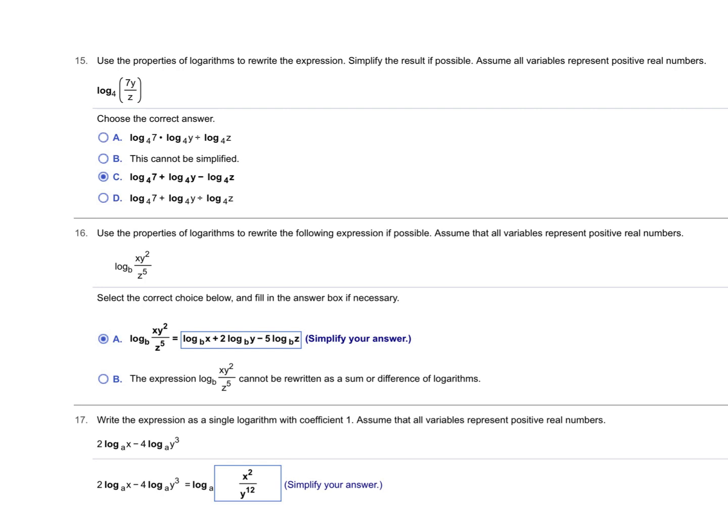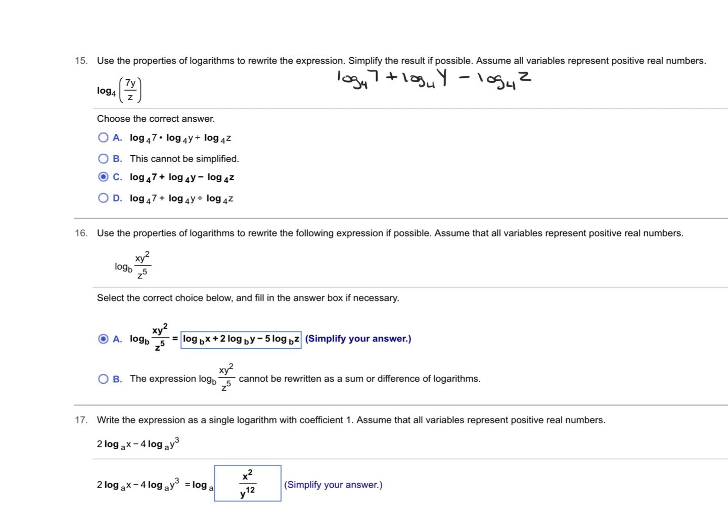Number 15, I'm rewriting using the properties of logarithms. Remember that multiplying gets rewritten as adding, dividing gets rewritten as subtracting. So we have log base 4 of 7. That 7 got multiplied by the y, so it's plus log base 4 of y. And we're dividing by that z, so it's minus log base 4 of z.